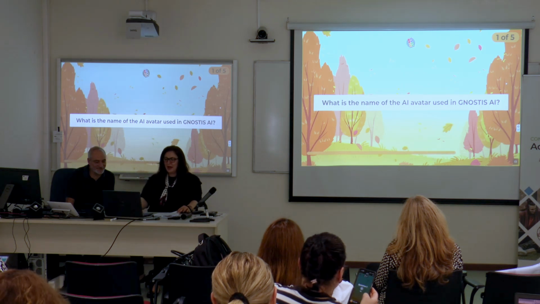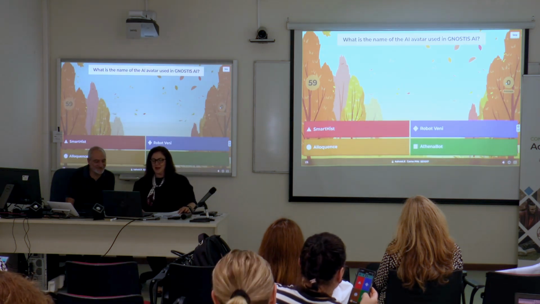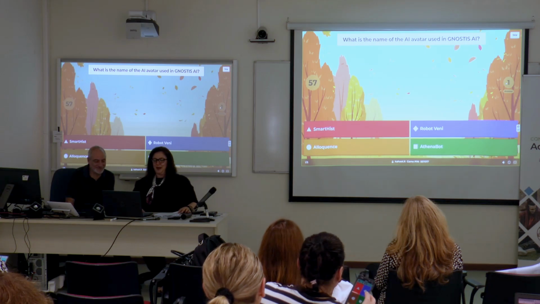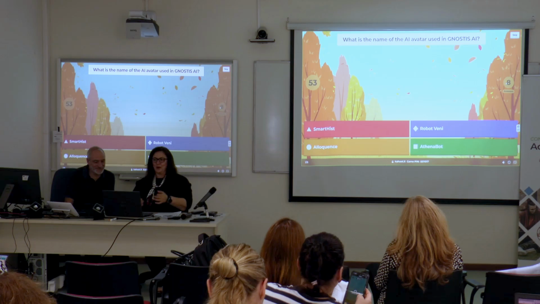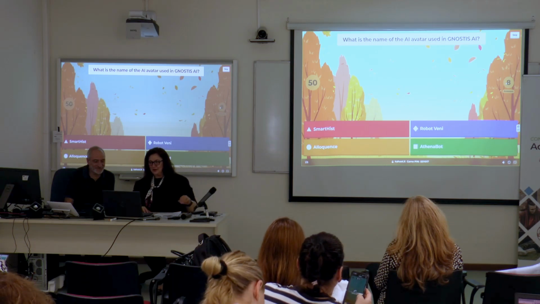What is the name of the AI avatar used in Gnosis AI? SmartHist, RobotVenny, Eloquence, or AthenaBot? You can choose the right color from your phones.